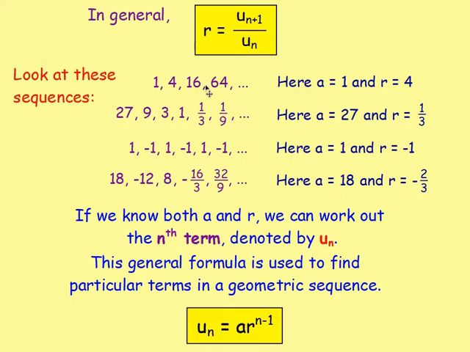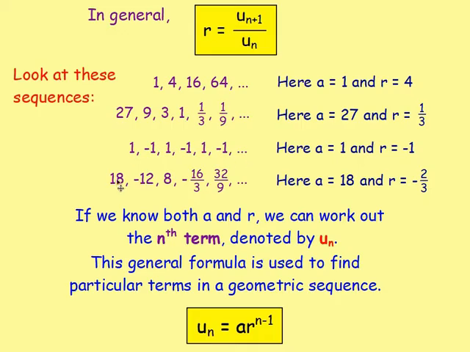With these sequences here, we had to work out a and r. A is the first term, that's dead easy, so that's going to be 1, that's 27, that's 1, that's 18. Simple. To work out the common ratio, remember, just take a term and divide it by the previous term. So 4 divided by 1 was 4. It works out no matter which way you do it. 64 divided by 16 is also 4. If you do 1 divided by 3, that's just 1/3. Or 1/9 divided by 1/3, if you want to do that, it's still 1/3. -1 divided by 1 is -1, so that's your common ratio. That's what you're multiplying by each time.